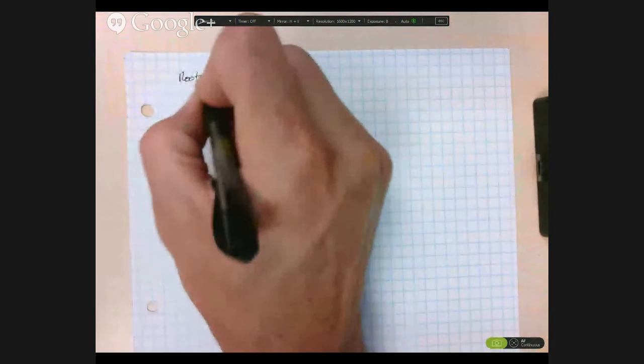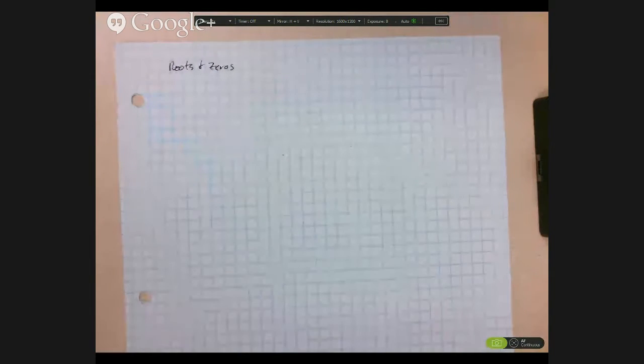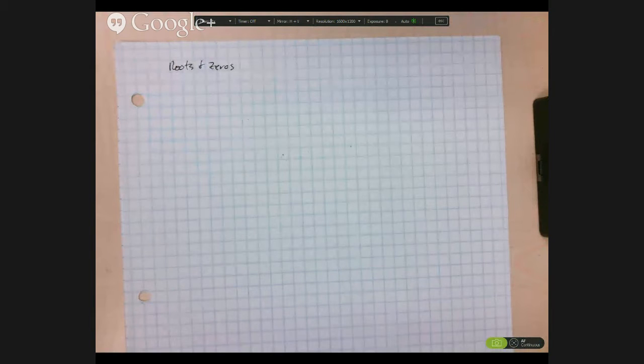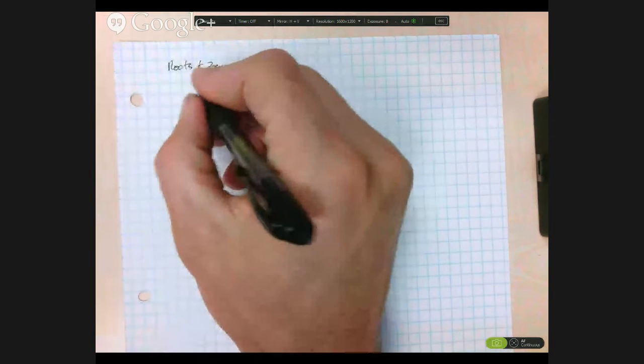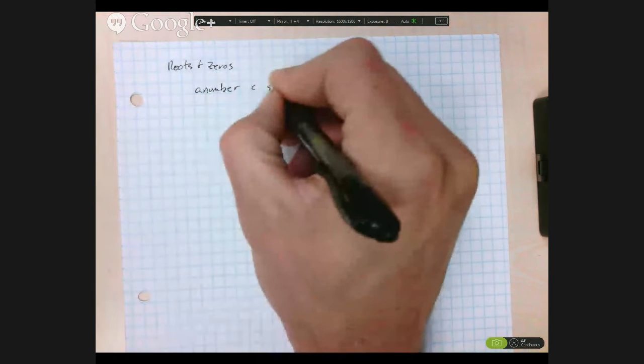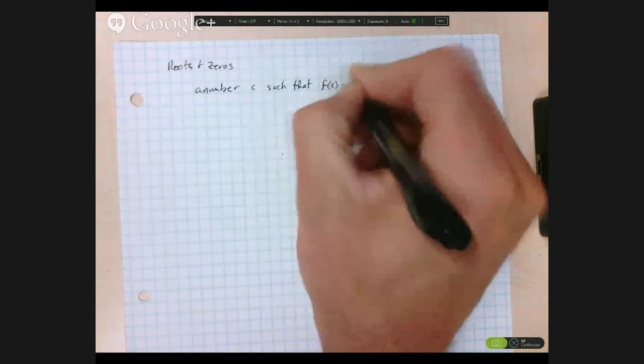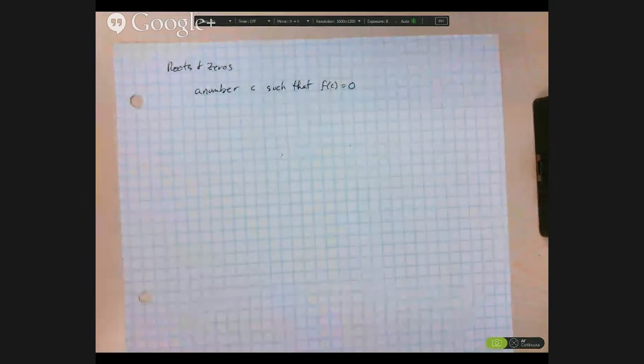Okay, roots and zeros. We will get into this a lot more because these are important. Okay, we need to get these down. Basically, it's a number c such that f(c) equals 0. What do I mean by that?